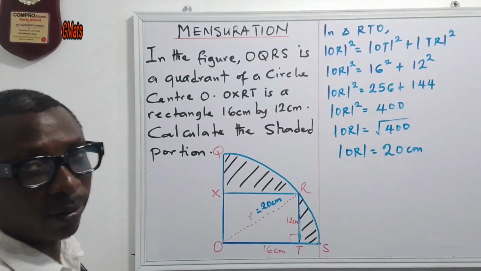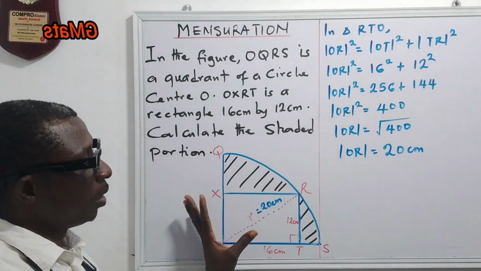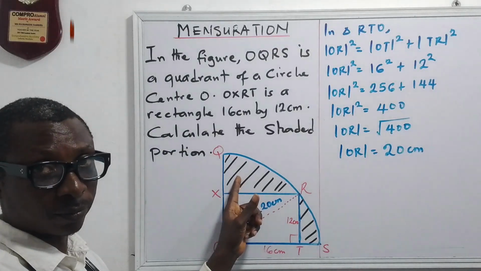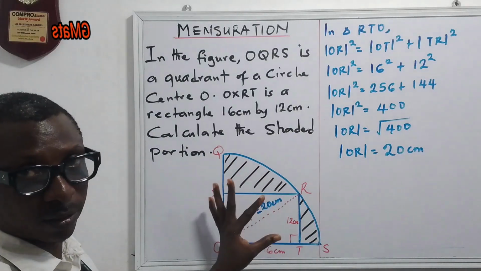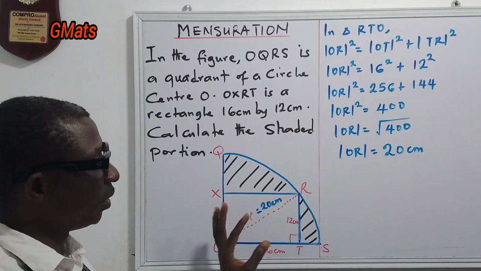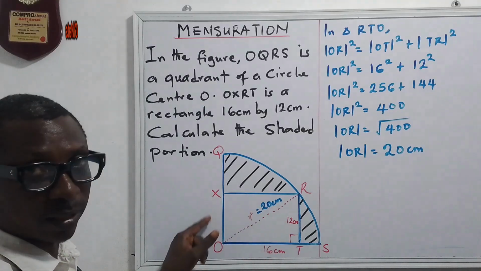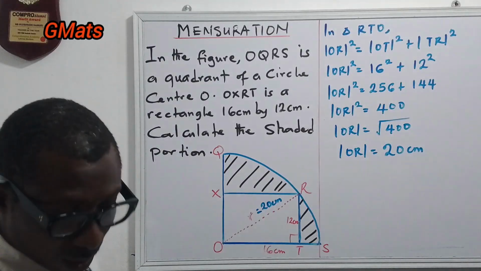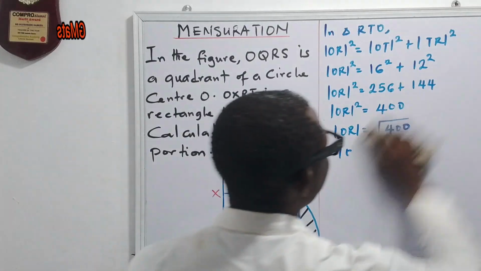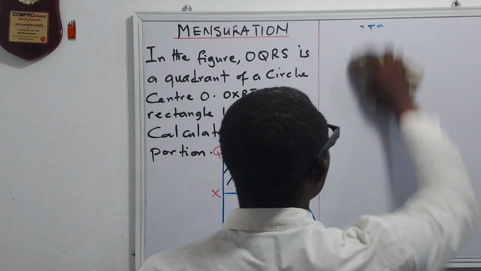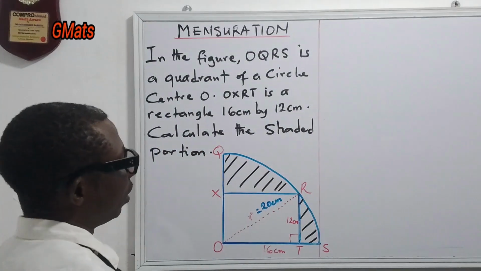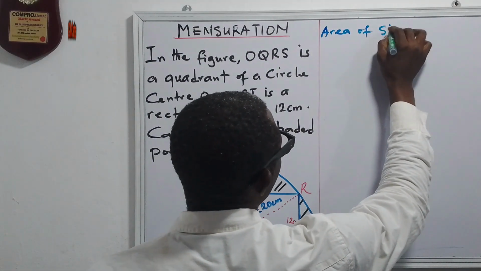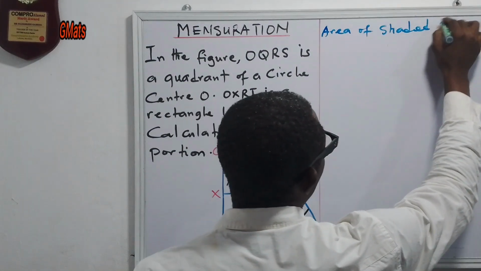All right. Now, we are asked to find the area of this shaded region. We have a complete quadrant. So out of this quadrant, we take away the area of this rectangle. That gives us the area of the shaded portion. So now let's write that out. Area of shaded portion.